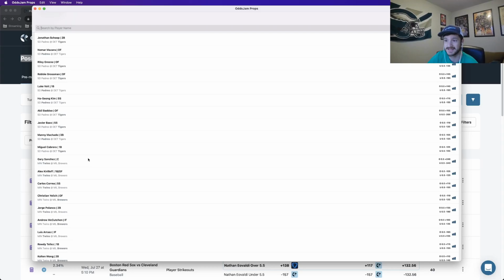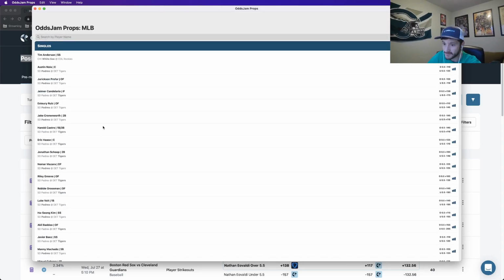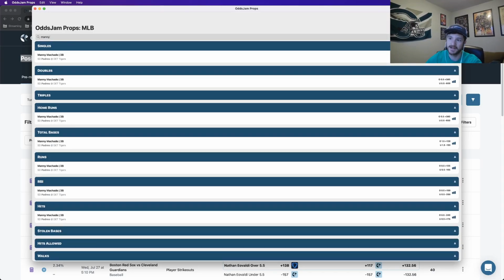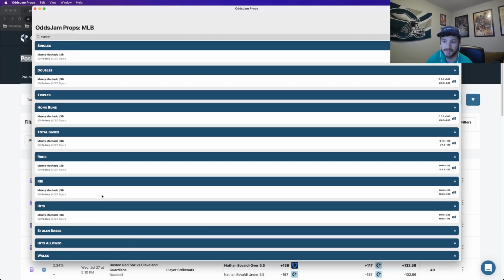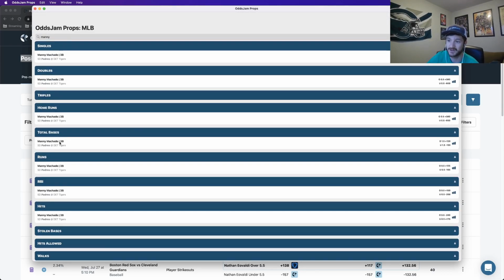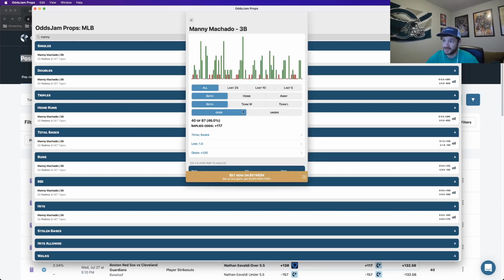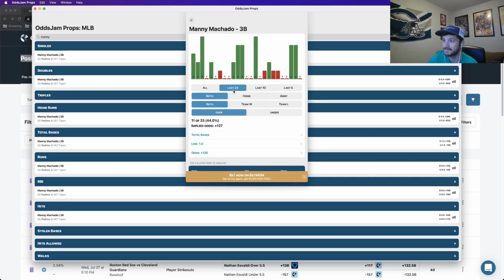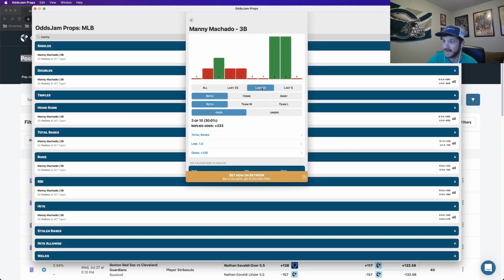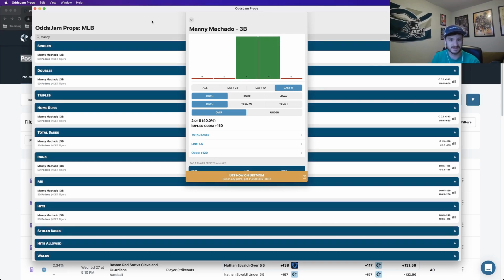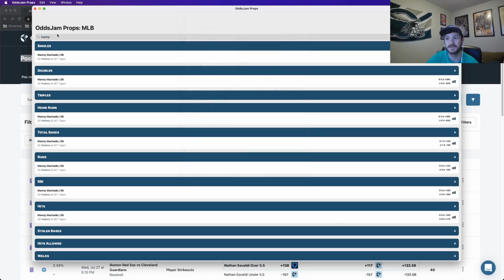Just so you can see how it works, you just type in a player. So if I type in Manny Machado, you see his name pop up for a bunch of different stats. If I wanted to take his total bases, I would see how he's doing. Looks like he's gone over 1.5 total bases in 40 of 87 games, 11 of his last 25, 3 of his last 10, and 2 of his last 5. So you can get this data of how they're performing historically, and then use that to confirm positive expected value bets.